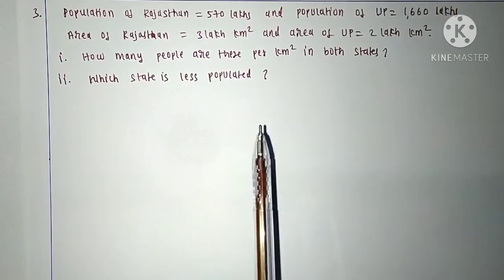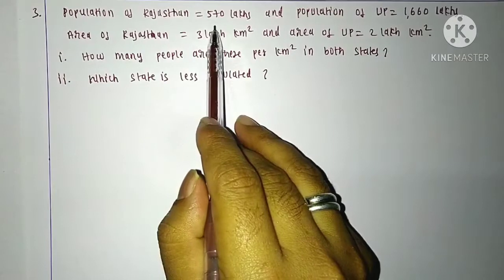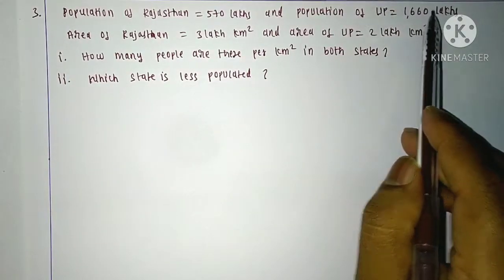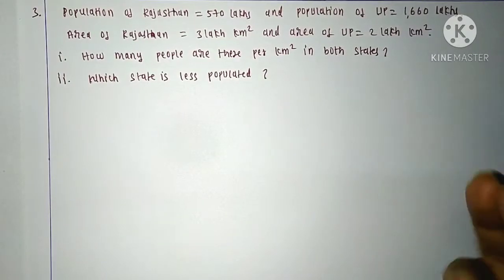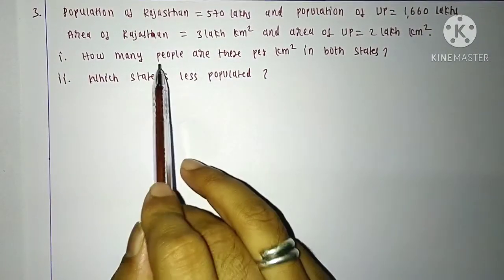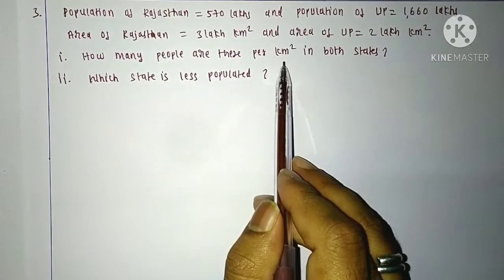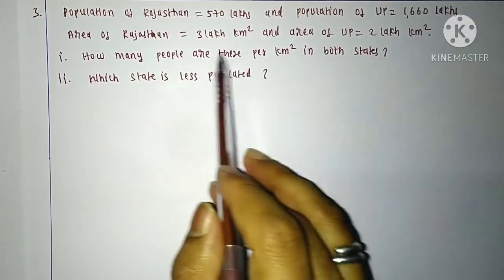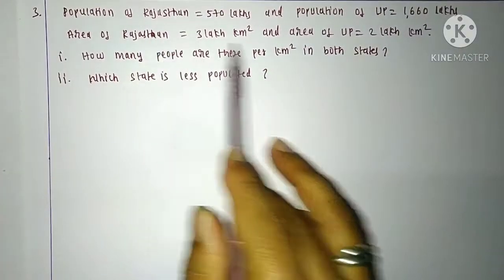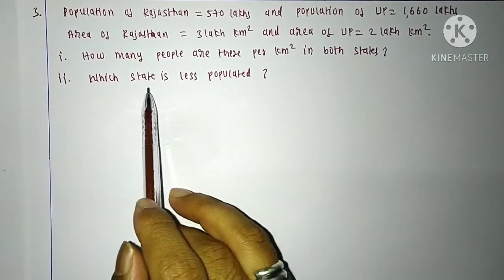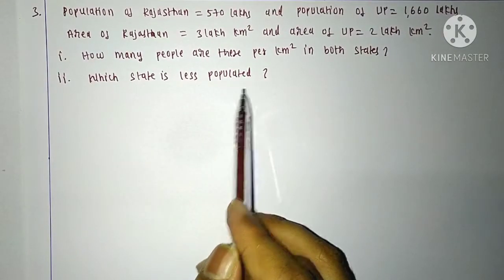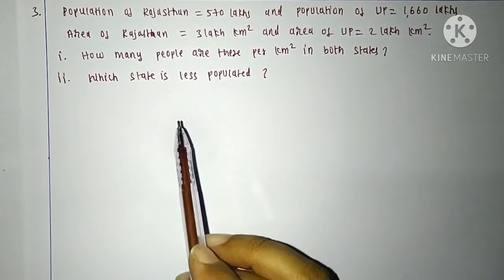Now let us look at the third problem. They have given the population of Rajasthan as well as the population of UP, and also they have given the area of Rajasthan as well as the area of UP. So what do we have to find? We have to find people per kilometer square in both the states. It means that we have to find people per kilometer square in Rajasthan as well as in UP, and also the state which is less populated. Okay, we need to find the state which is less populated.